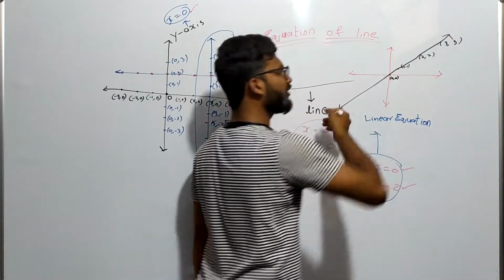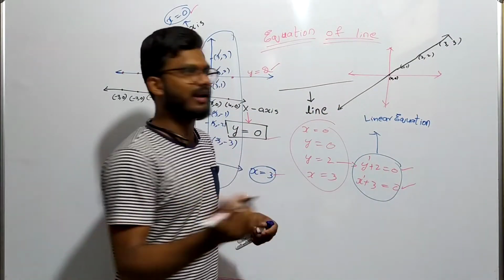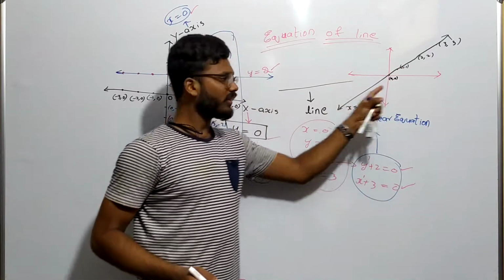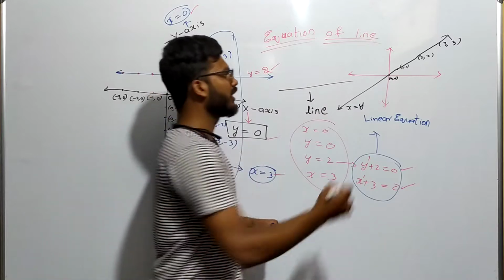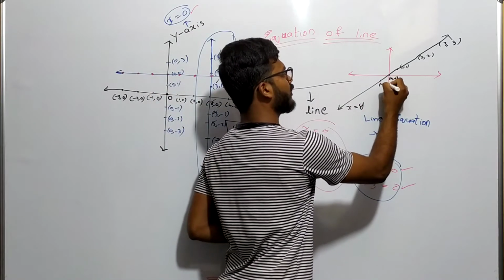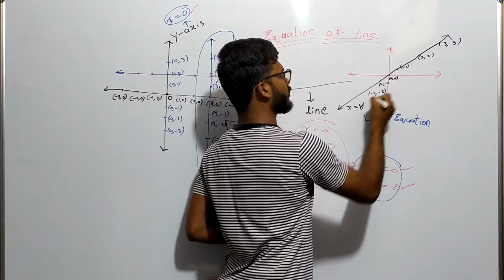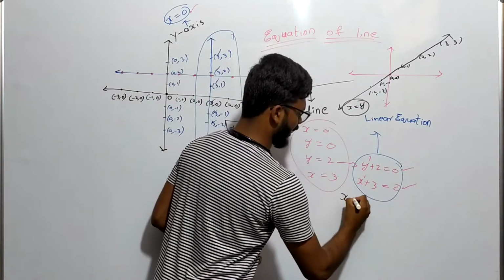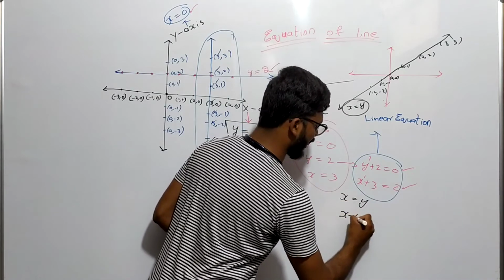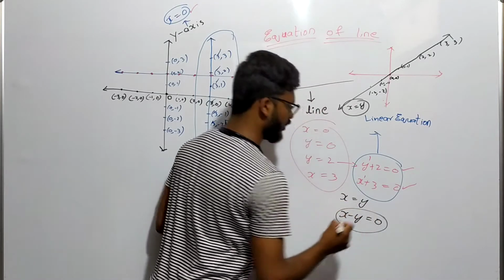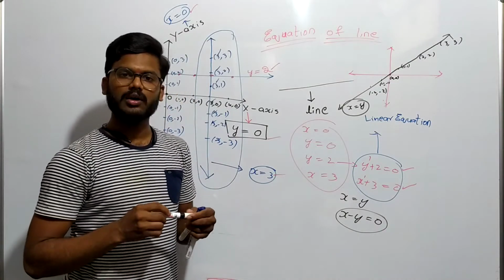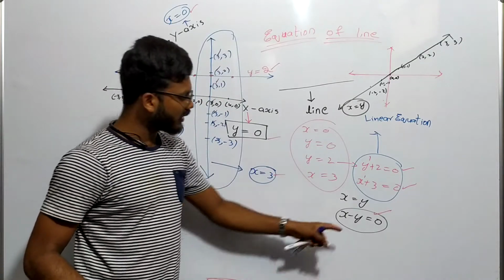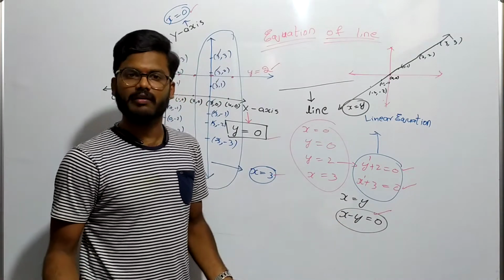If I want to write the equation, if I want to name this line, how can I name this line? Every point here has its x coordinate equal to its y coordinate. Here also you will get minus 1 comma minus 1, minus 2 comma minus 2, like that. So I can write it as x equal to y, and can I write this x equal to y as x minus y equal to 0? Yes or no? I can write. So this is also a linear equation in two variables, but the power is 1. This is also a linear equation, right?